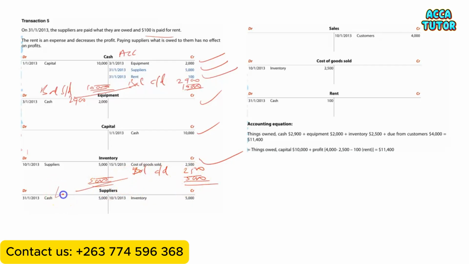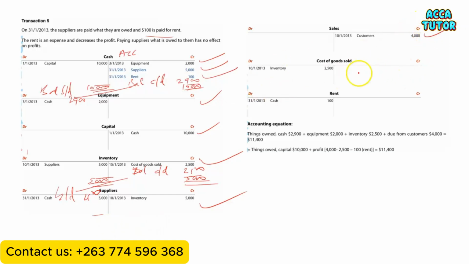So the balance BD should be 2,500. Okay, 2,500. For suppliers, this one is cleared itself, 5,000, 5,000, just the same. So actually there's no balance BD for the supply account. It has been cleared because they have been paid. The statement is saying they were paid, everything was paid. So we are done. The supply account has been closed.